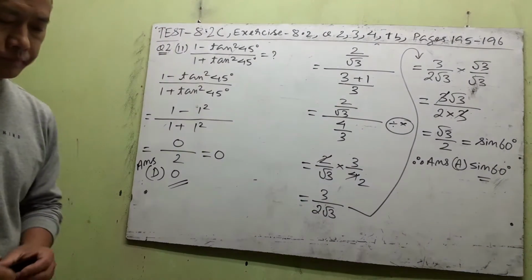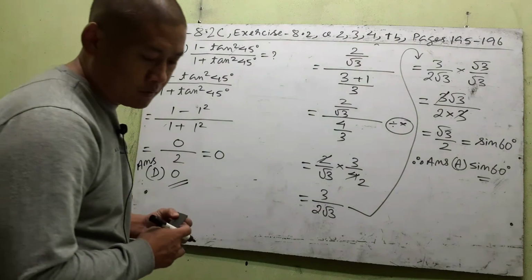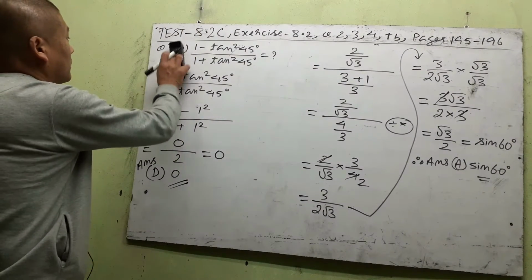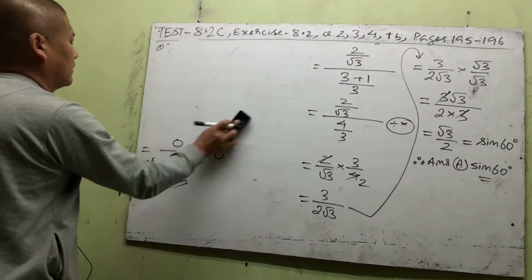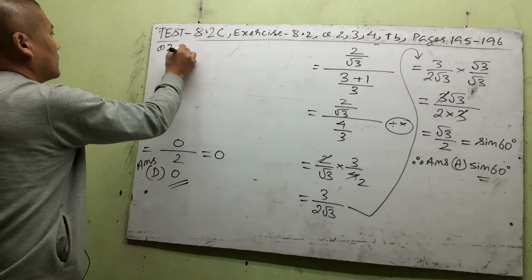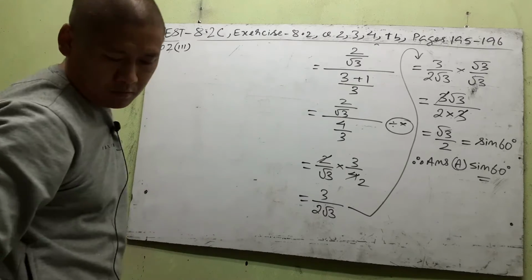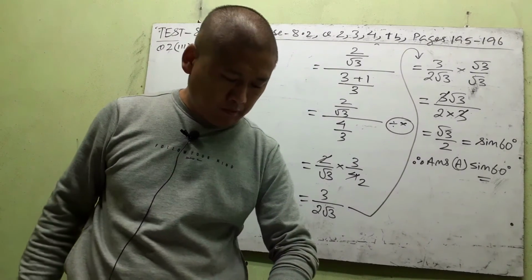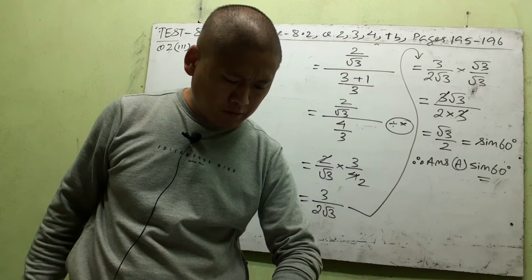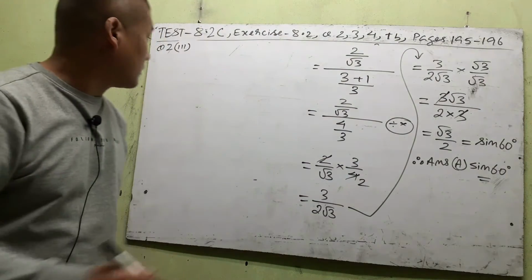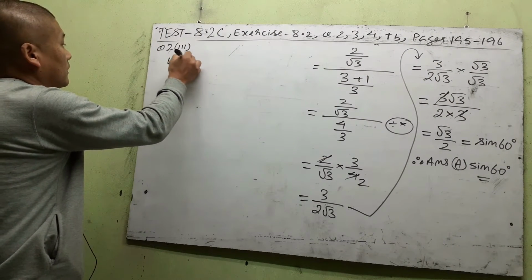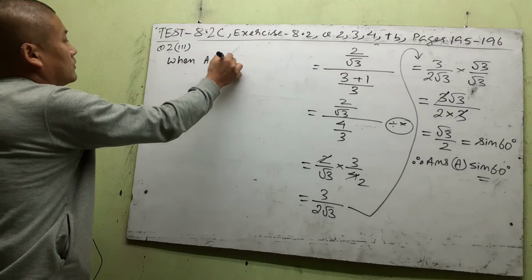Okay, so let's go to the next one. Number 3. The third one is here. Sin 2A equal to 2 sin A is true when. So let's just start the first one, when A equal to 0 degrees, let us say.